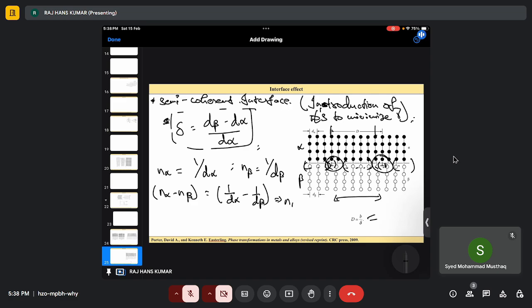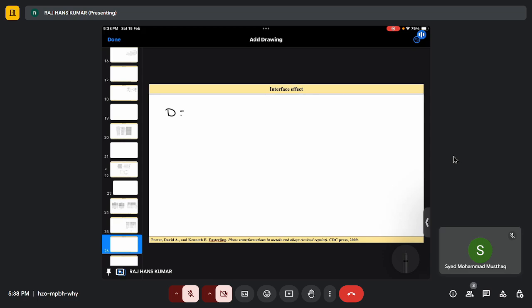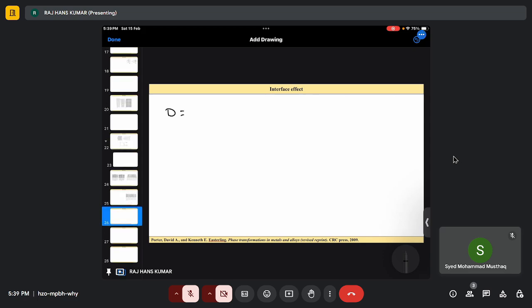Now, what is the distance between one dislocation and the next? That equals 1 by 1 by d alpha minus 1 by d beta. Now, this d, the distance between two dislocations, will be equal to 1 by d beta minus d alpha, right, divided by d alpha d beta. And this will be equal to d alpha d beta upon d alpha minus d beta. You can neglect the negative sign. So d will be equal to d beta upon the misfit parameter.